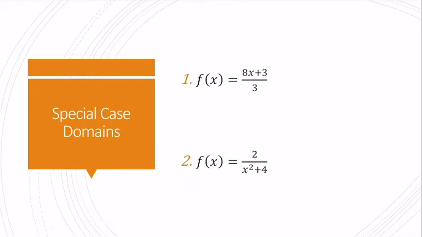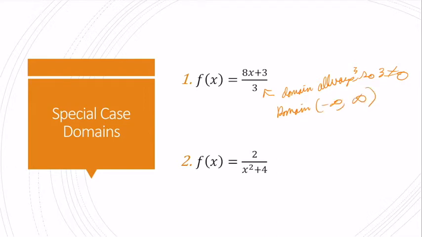It's important to note that there are some special case domains. For example, if I have 8x plus 3 over 3, my denominator is always 3. 3 can never equal 0, so my domain, in this case, is all real numbers. So it goes from negative infinity to positive infinity.